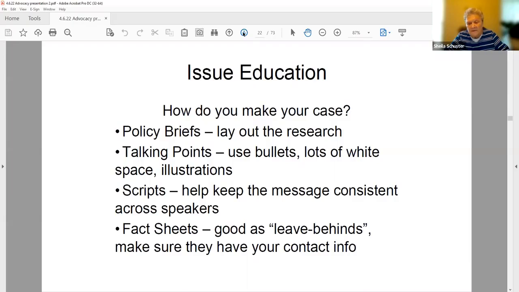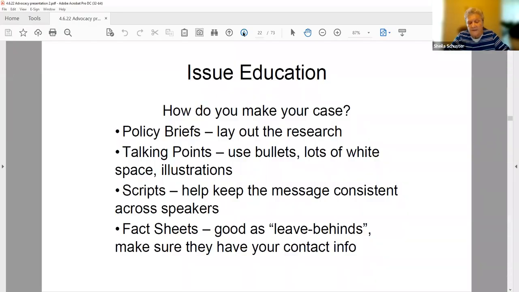So lots of white space, maybe an illustration, a picture of someone with the lived experience or a graph or something. But you want something that a very busy policymaker, whether elected or appointed, can pick up and get your idea pretty quickly by looking at that one pager.